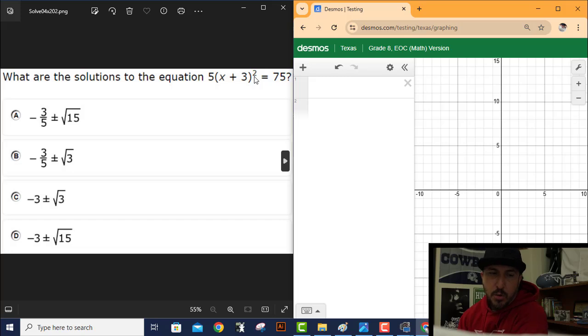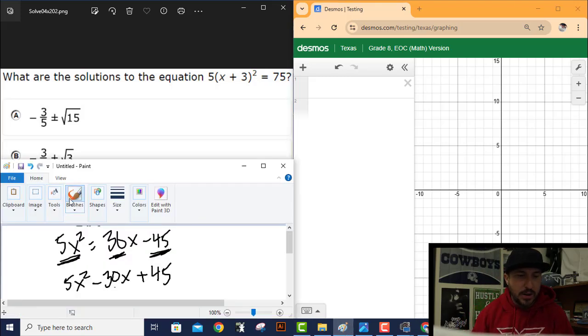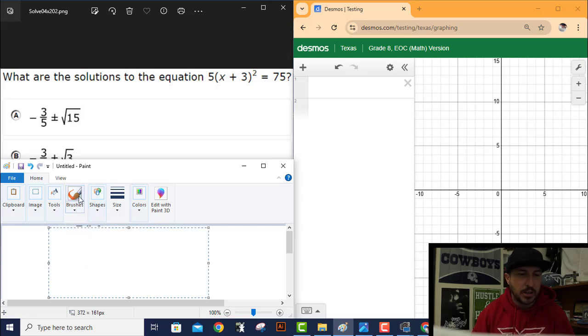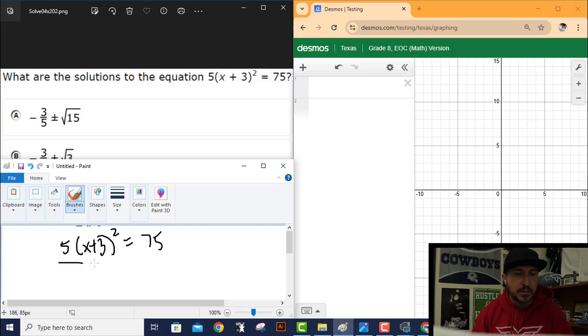So here we go. We're going to write this guy down because I got to do some work here. I got to make sure I have it all written down correctly. Here we go. Erase that junk. All right, it's going to be 5 parentheses x plus 3, close the parentheses, squared equals 75. Okay, here's the x squared side. All of this is good. There's the equal sign. This is the bad side. So we got to change this guy.